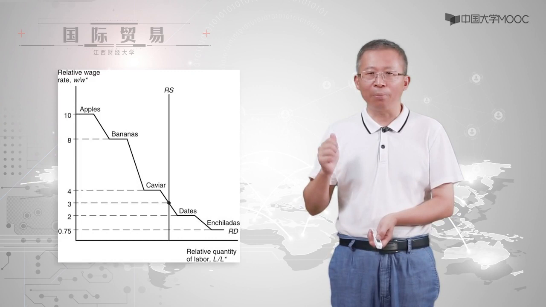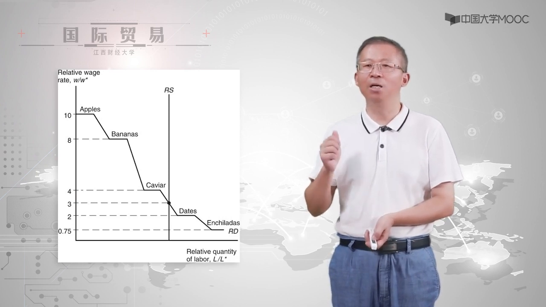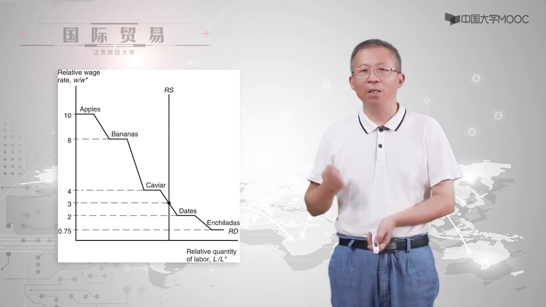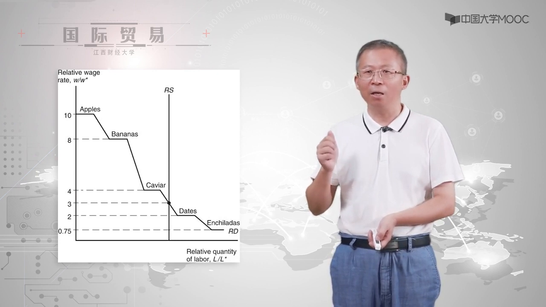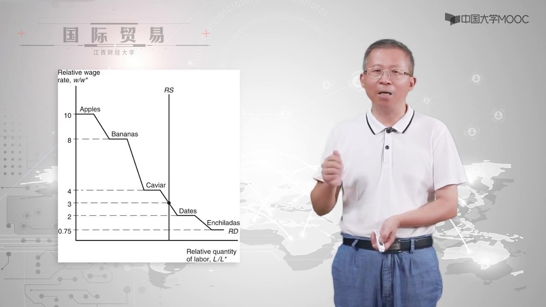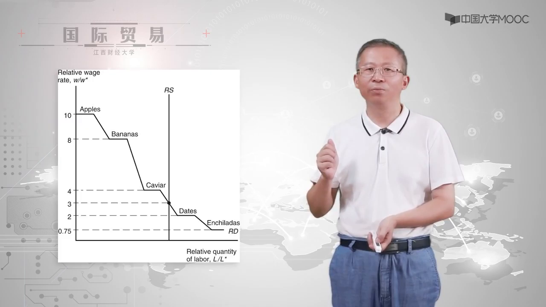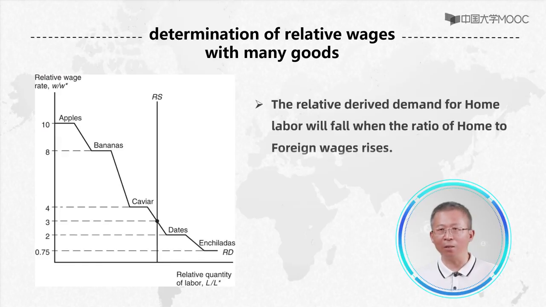We also need to draw the relative supply curve of labor, RS, and the relative demand curve of labor, RD. The demand for labor is a derived demand that results from the demand for goods produced with each country's labor. The relative derived demand for home labor will fall when the ratio of home to foreign wages rises.